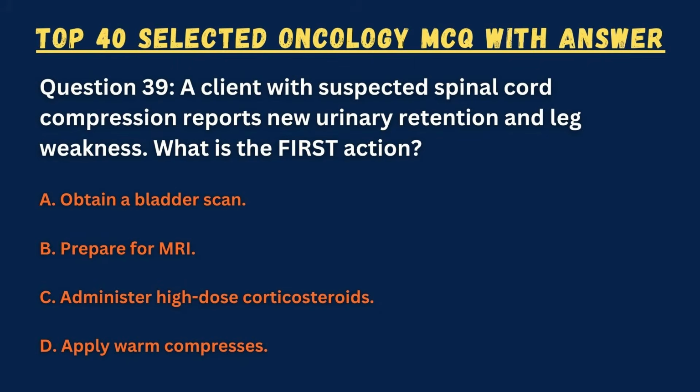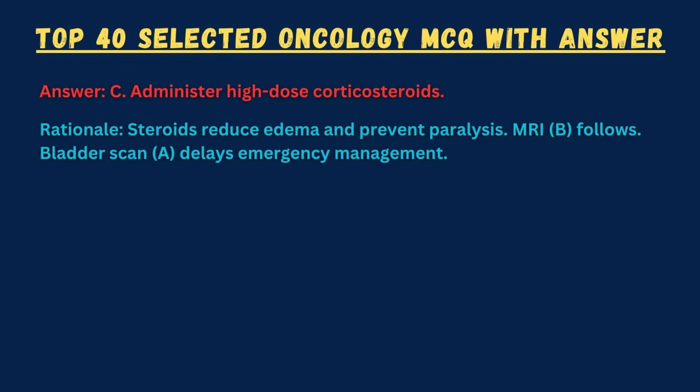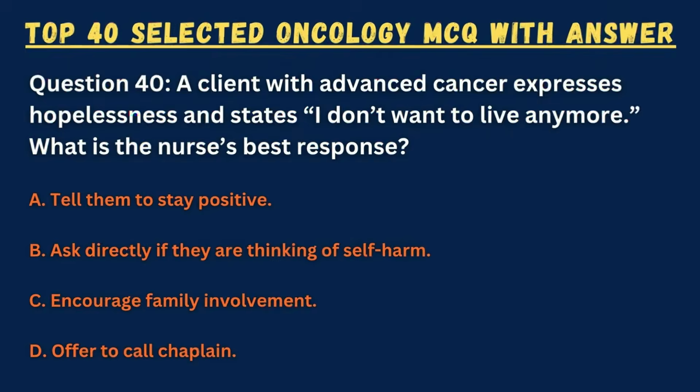Question 39. A client with suspected spinal cord compression reports new urinary retention and leg weakness. What is the first action? A. Obtain a bladder scan. B. Prepare for MRI. C. Administer high-dose corticosteroids. D. Apply warm compresses. Answer. C. Administer high-dose corticosteroids. Rationale. Steroids reduce edema and prevent paralysis. MRI, B, follows. Bladder scan, A, delays emergency management.